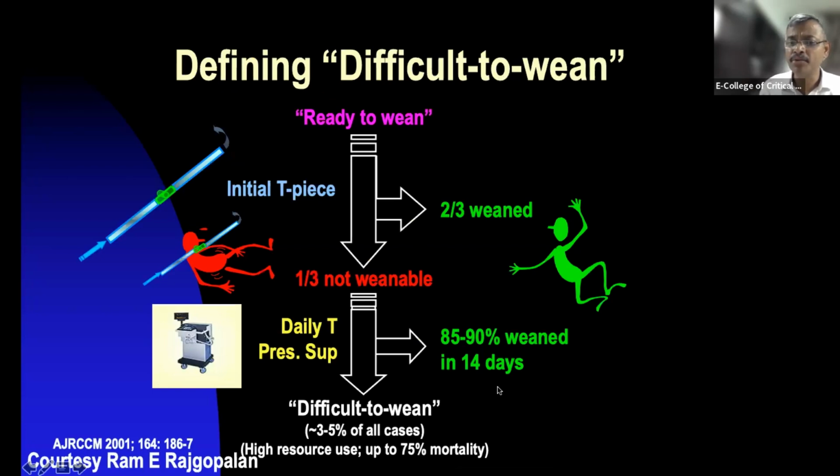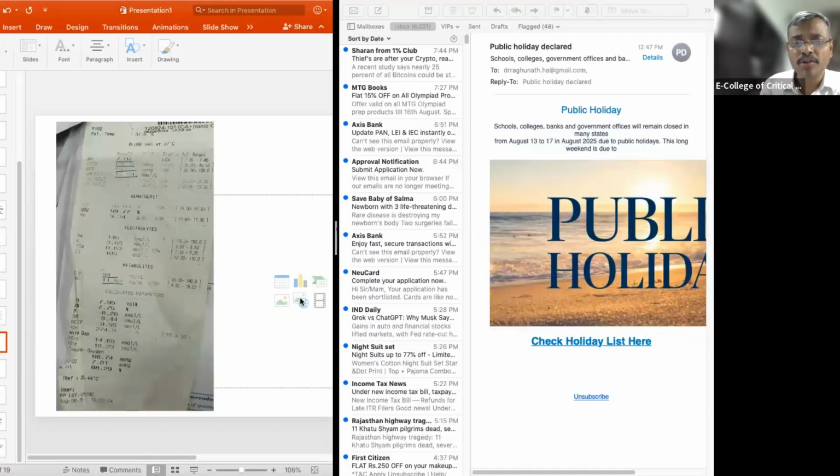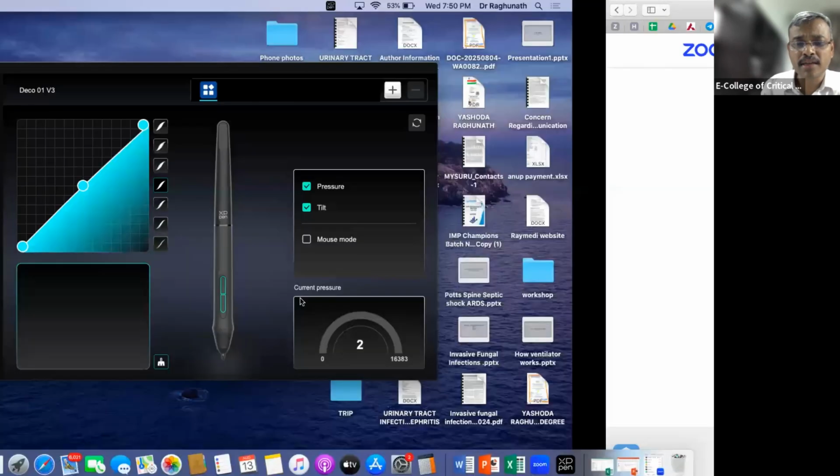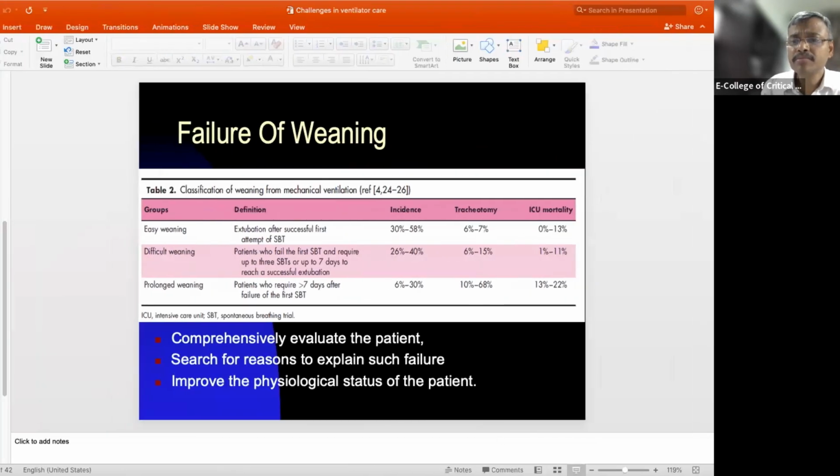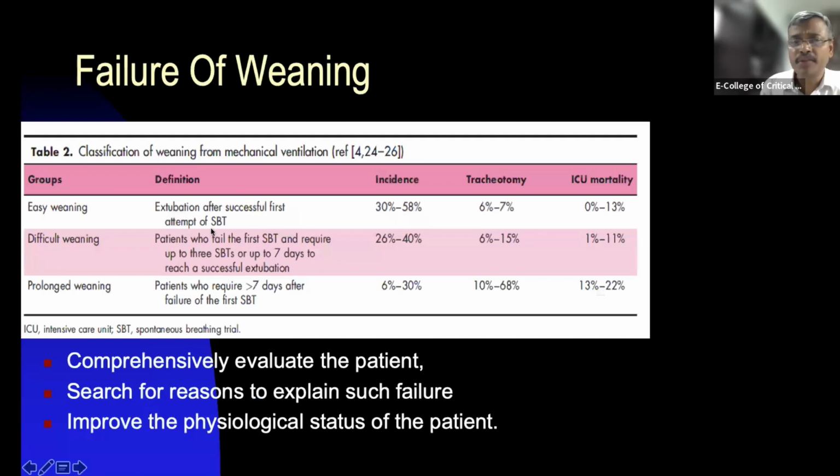When weaning fails, we come to the term difficult to wean. I want to mention this slide. Easy weaning: if you try an SBT and at the first attempt you are able to extubate, that's called easy weaning. No need of tracheostomy. There is negligible risk of tracheostomy.